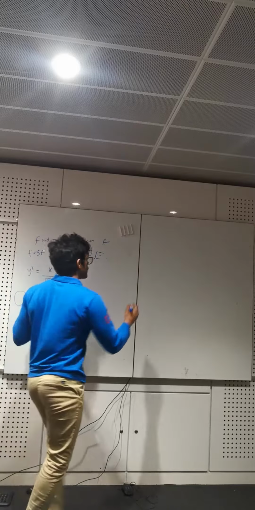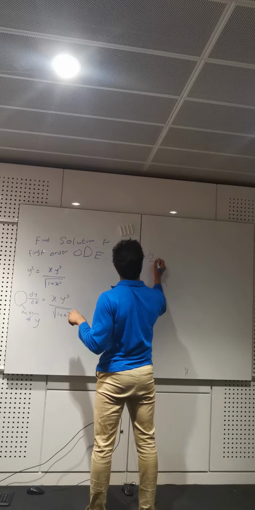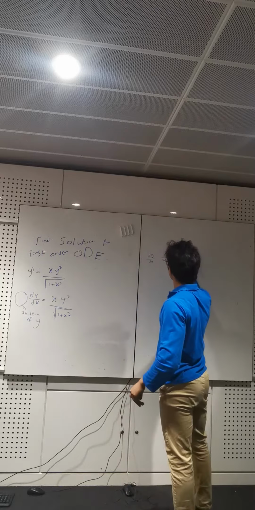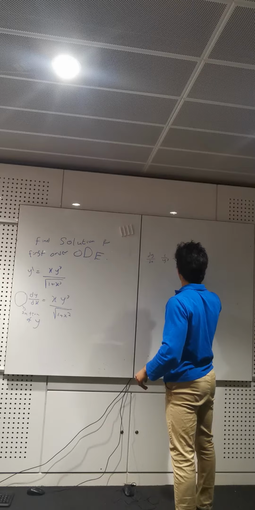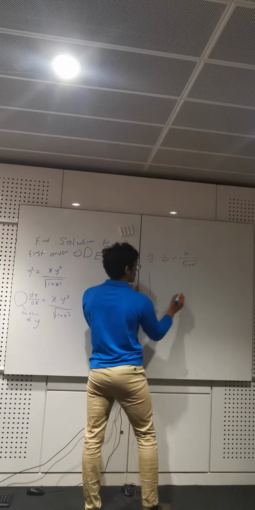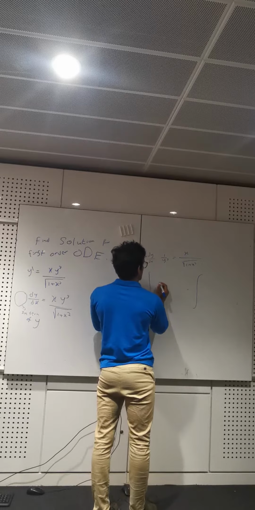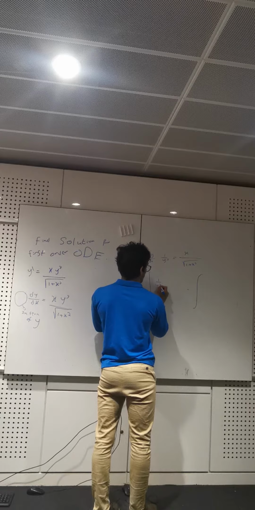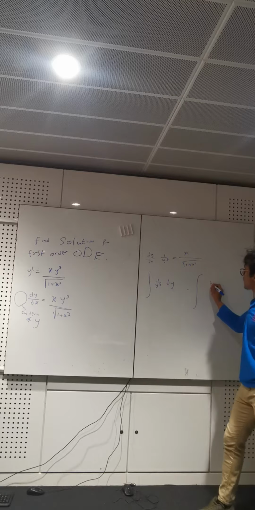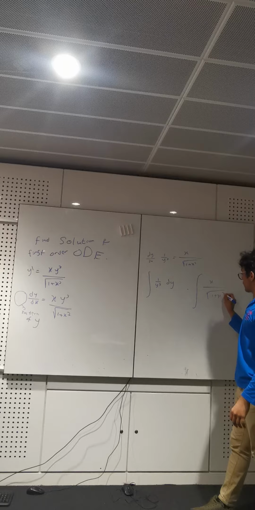So the only thing that we have to do is division by y cubed, so 1 over y cubed dy is equal to x divided by the square root of 1 plus x squared dx. We come and integrate both sides.